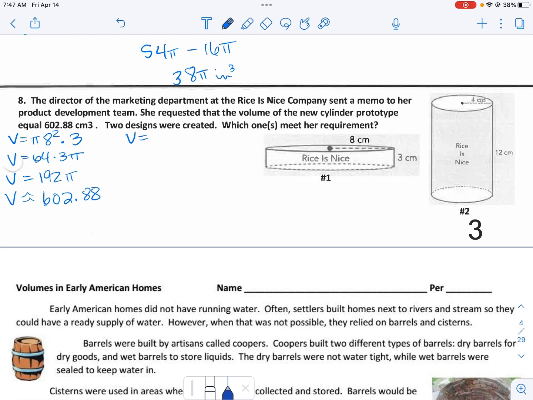So the volume equals pi r squared times 12. So let's look at this. That's 16 times 12 pi. So 16 times 12 gets 192 pi. Oh, look at that. Oops, that should be approximation. They both equal the exact same thing. So it actually could be both of them, not just one of them. Okay.